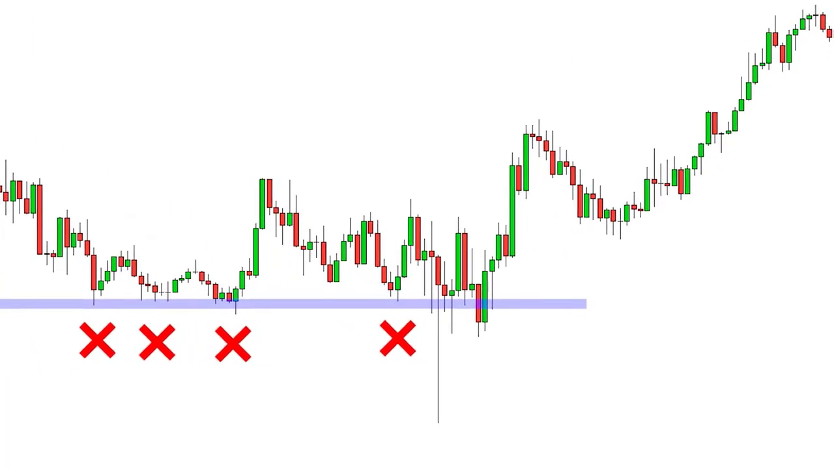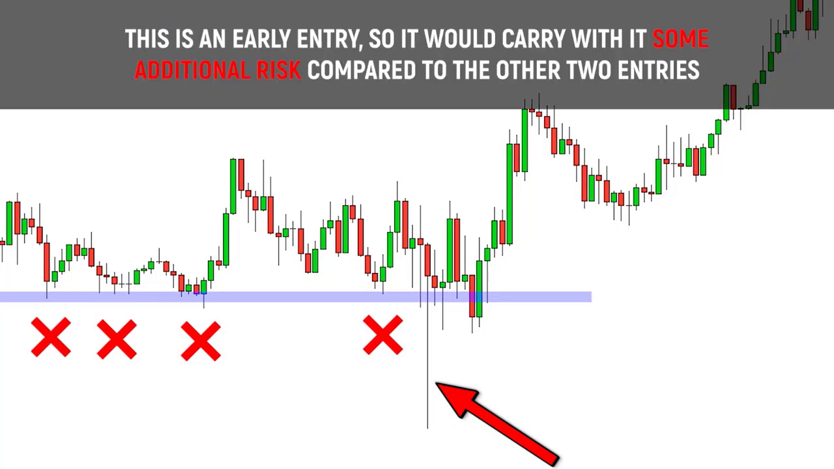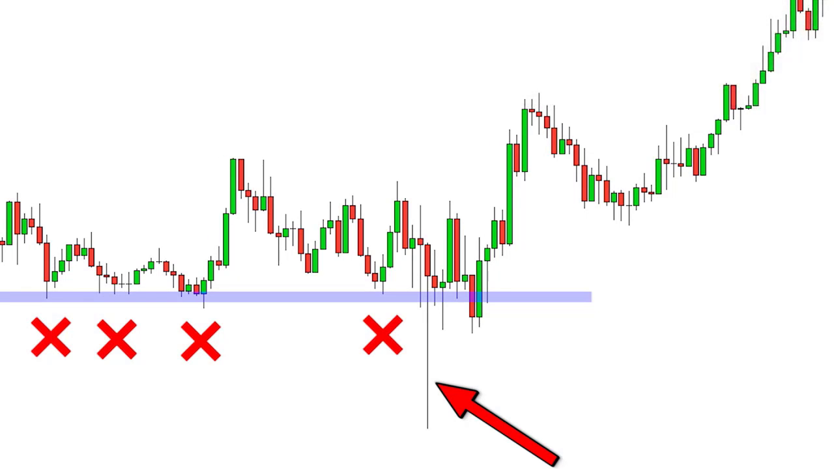The first opportunity came on the close of this long wick red candle. This is an early entry, so it would carry with it some additional risk compared to the other 2 entries, as of course there is always the chance that price could just continue lower from there. The second opportunity came on the retest of support. This is a slightly later entry, although there is less risk associated with it.